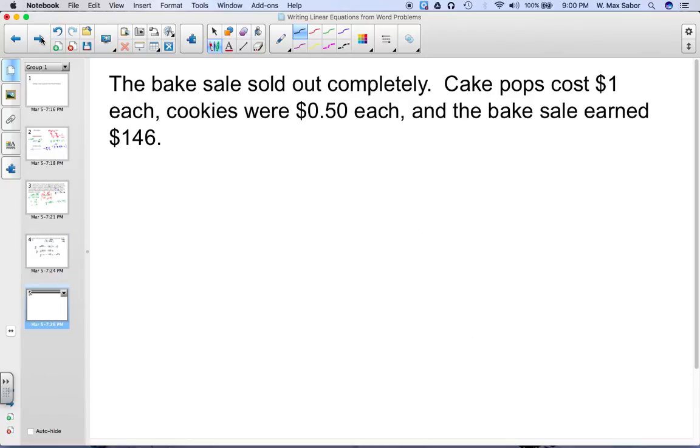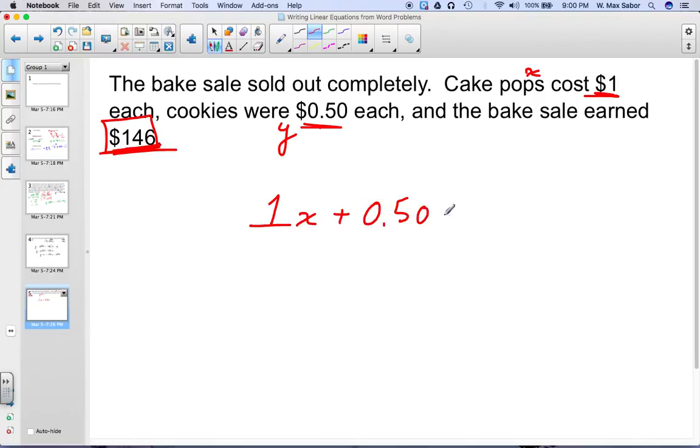The bake sale sold out completely. Cake pops cost $1 each, cookies were 50 cents each, and the bake sale earned $146. So there's a total here, and it's weighted by two different unit prices. One is saying that it costs $1 per cake pop. I'm going to call cake pops X and cookies Y. So it's $1 per cake pop, 50 cents per cookie, and the total was $146. So there's our standard form equation.